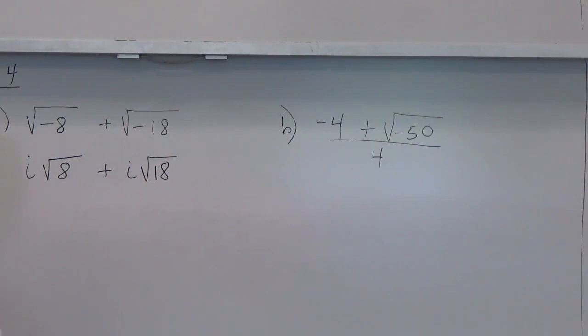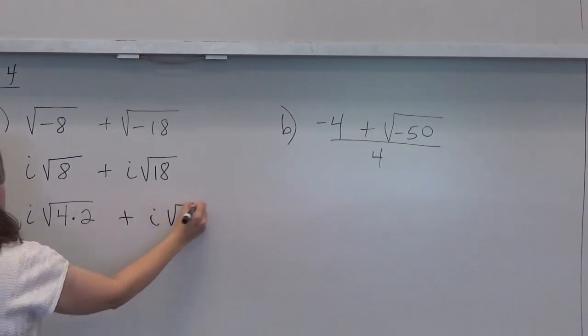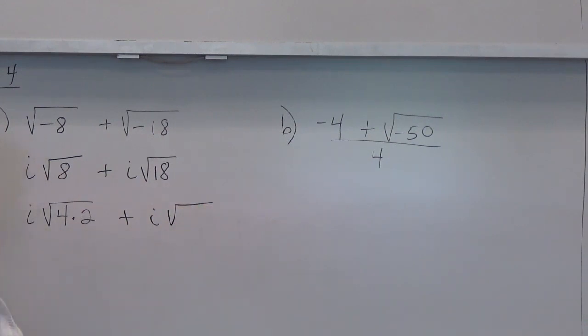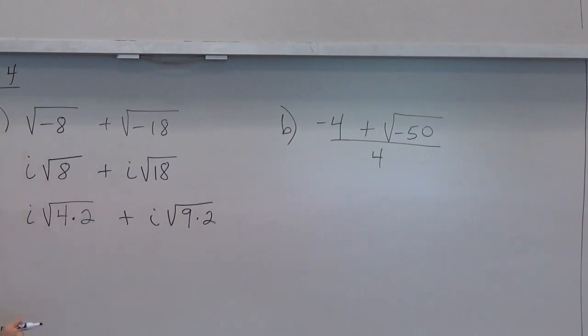From here, it's very similar to problems that we've done before. The square root of 8 can be written as the square root of 4 times 2. Why would I choose to write 4 times 2? Well, I know that 4 is a perfect square, and I'll be able to take the square root of 4 easily. The square root of 18 can be written as the square root of 9 times 2.